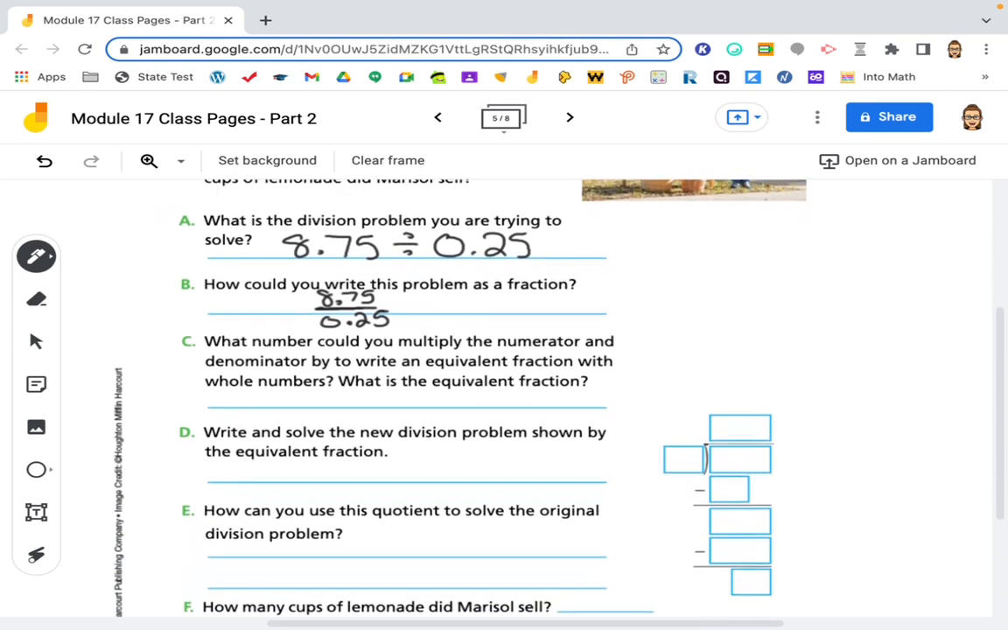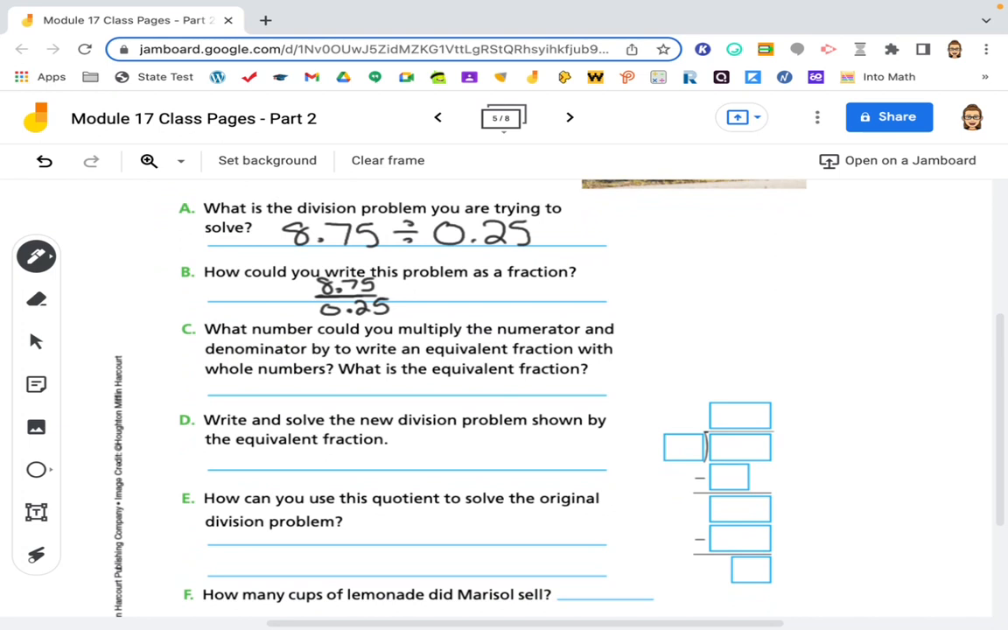Then it says, what number could you multiply the numerator and denominator by to write an equivalent fraction with whole numbers? What is this equivalent fraction? Well, I need to move the decimal point over twice in both of these, so that means I would be multiplying by 100. So that would give me 875 over 25.